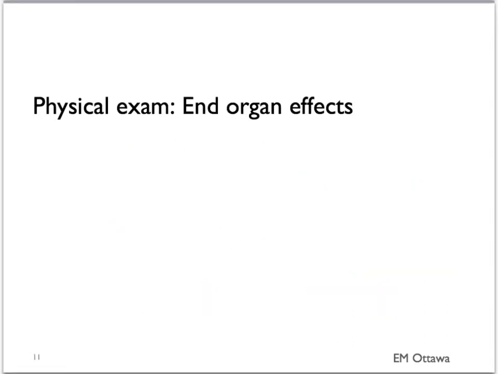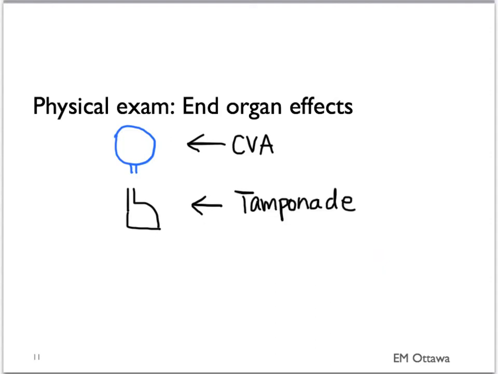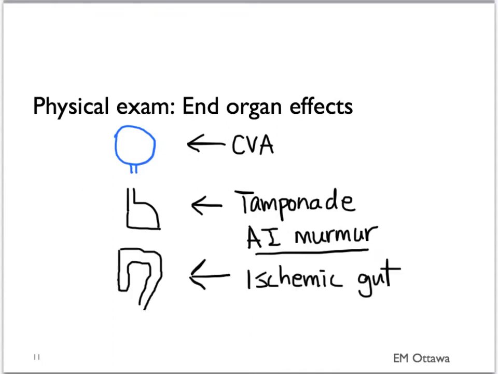Let's look at end organ effects. Based on what we discussed earlier, what do you think should be the physical signs of patients with aortic dissection? We'll be looking for signs of CVA, signs of tamponade. We would also look for an aortic insufficiency murmur. We'll look for presentation of an ischemic gut and signs and symptoms of an ischemic limb.